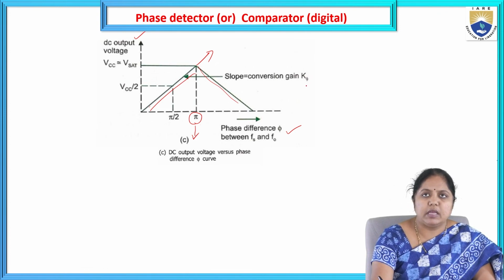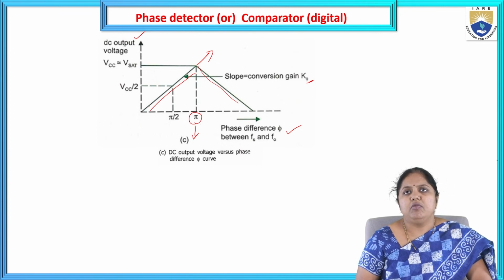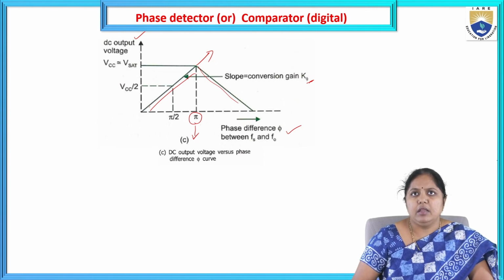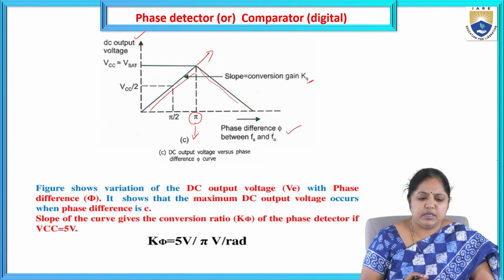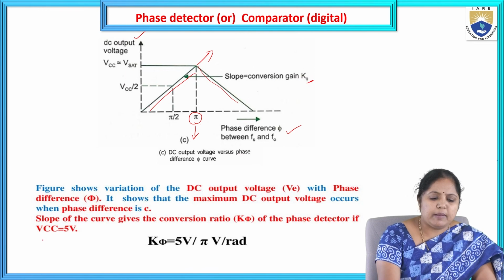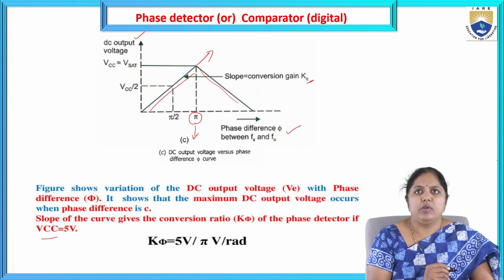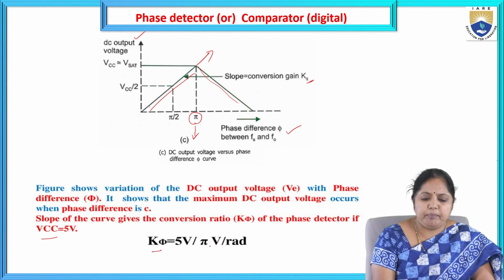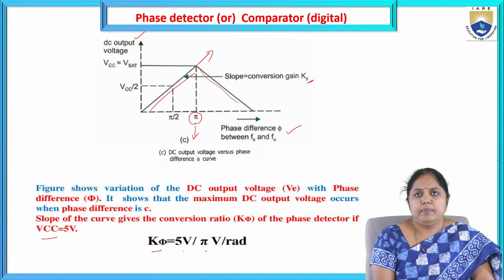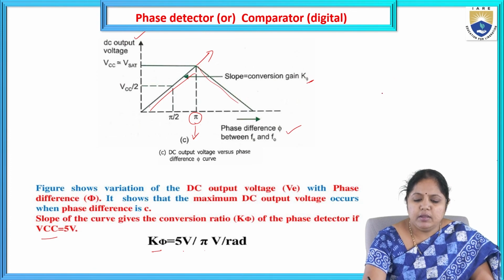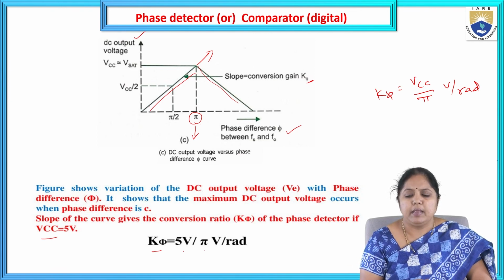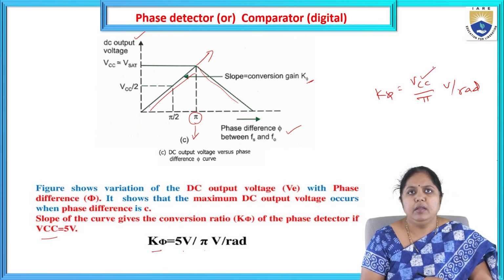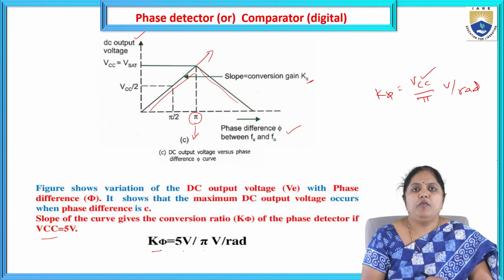The slope of this curve is represented as K phi, which is nothing but the conversion gain. What is the formula for the conversion gain? Suppose for the PLL I have given a supply voltage of 5 volts. At that time, the conversion ratio K phi is equal to 5 volts divided by pi, volt per radian. The basic formula is K phi equal to VCC by pi, volt per radian. This is the formula for the conversion ratio K phi, so it completely depends on the supply voltage VCC. Generally for the PLL we give the supply voltage as 5 volts. I think it's clear up to here.